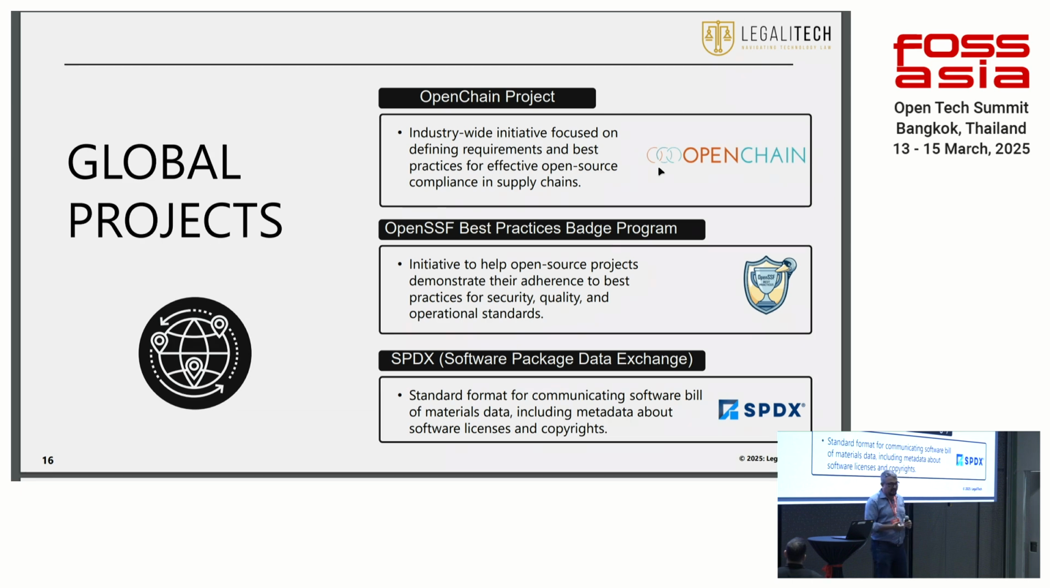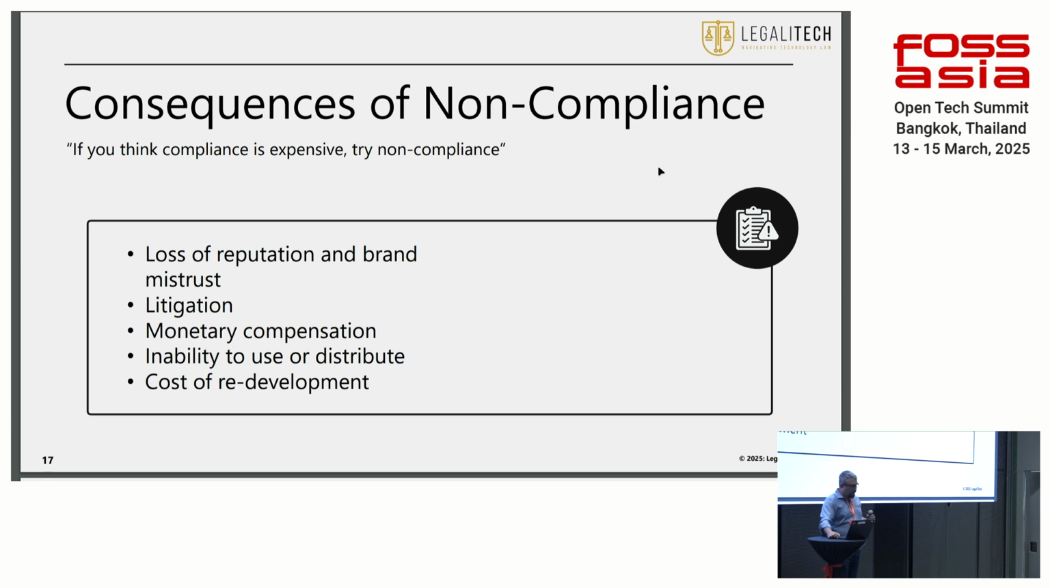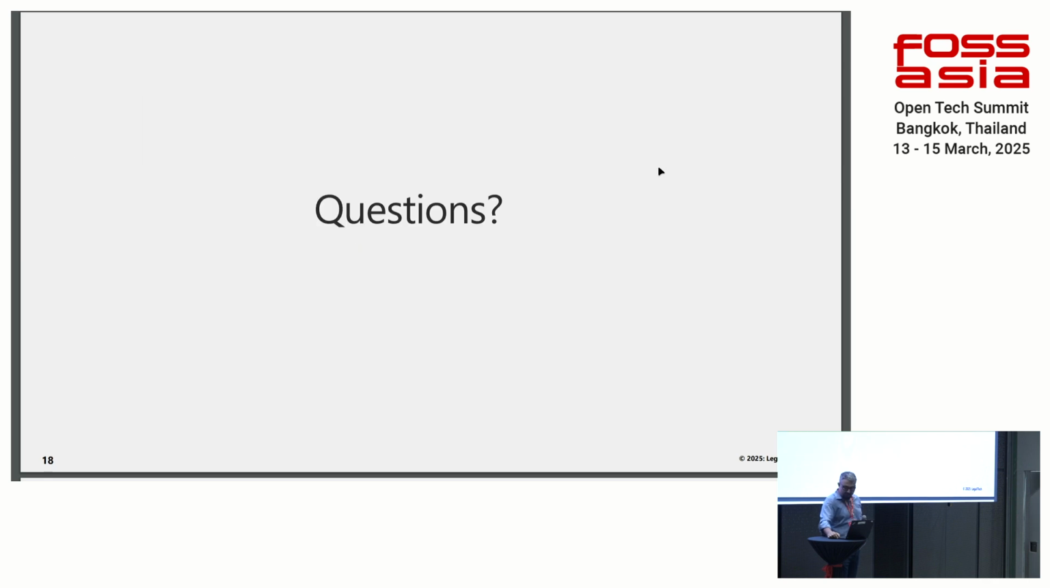OpenChain is a Linux Foundation project for open source compliance. Whether you're a project or a company, you can do a self-assessment of your compliance. There's some great work happening there. Then there is OpenSSF for security requirements, because in today's time, if you have a vulnerability breach, there are also data protection laws which can affect you. So it's very important that you make sure there is no data breach in your project or your work. The consequences, I don't have to tell you. You all know that well.